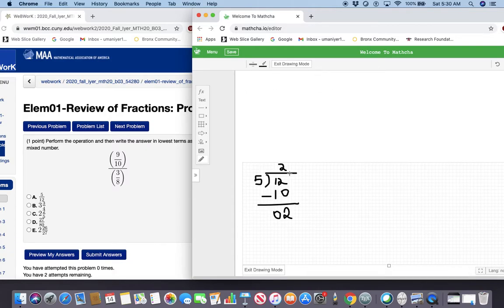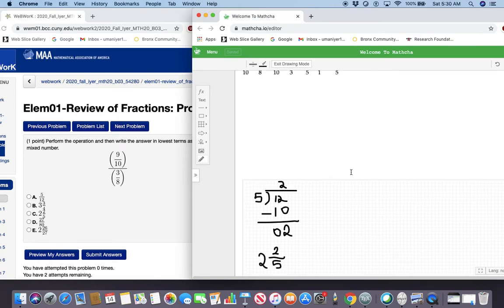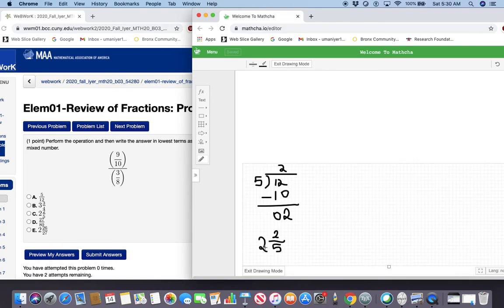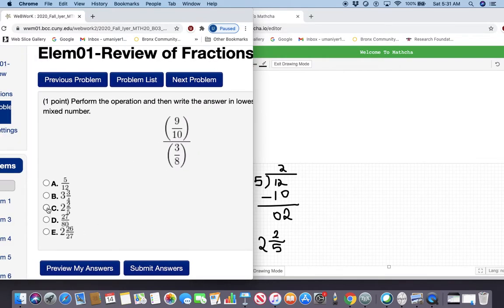So this is 2 whole and remainder 2 over the divisor 5. Remember, the denominator must continue to be the denominator. So 2 whole and a fractional part left over. What part is left over? 2/5. So 2 and 2/5. If you notice, that's C: 2 and 2/5.